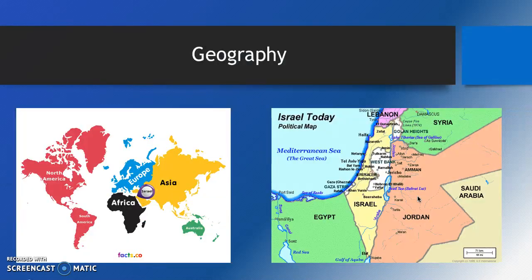These two images showcase the geography of Israel. Israel is located in the Middle East. It is a very small country that shares borders with many different countries, such as Egypt, Jordan, Syria, and Lebanon. This graphic over here shows Israel's location relative to the rest of the world. This is important because a lot of people don't really know where it is. It's a really small country that it can easily be overlooked. So that's where it is.